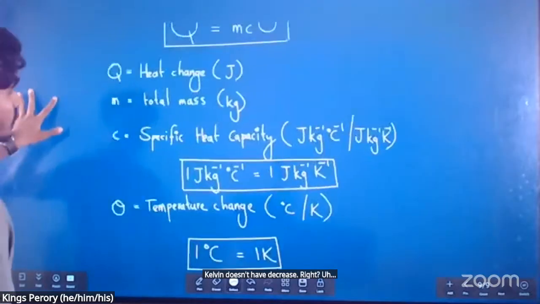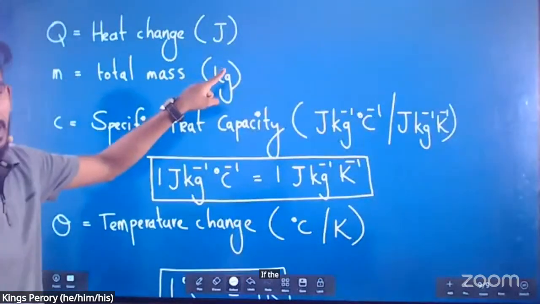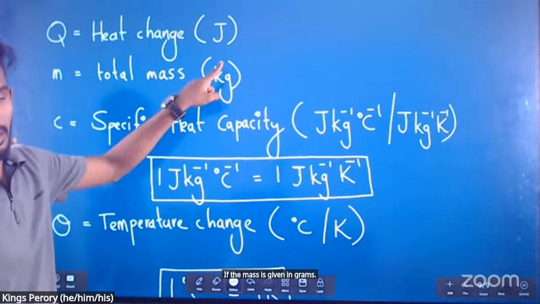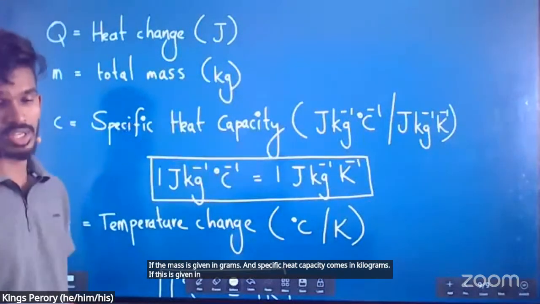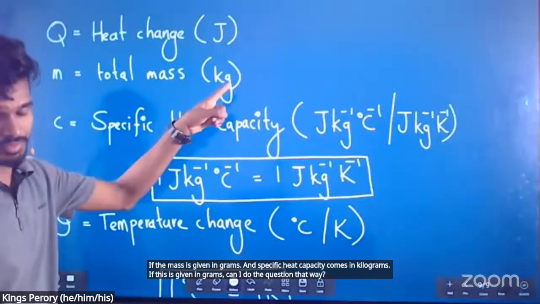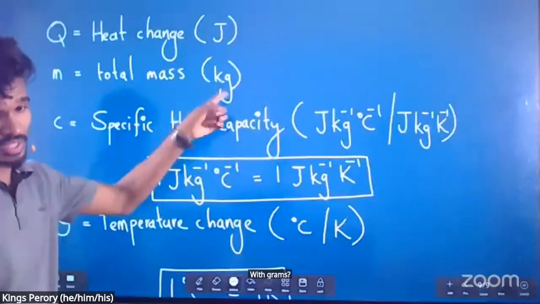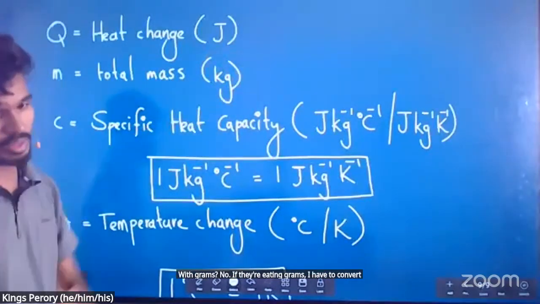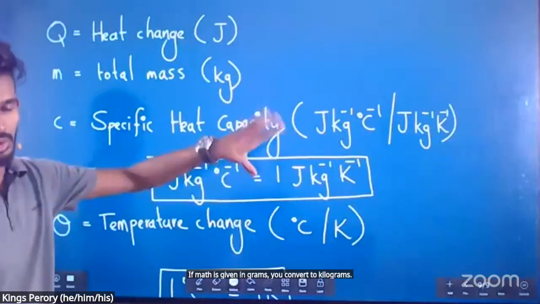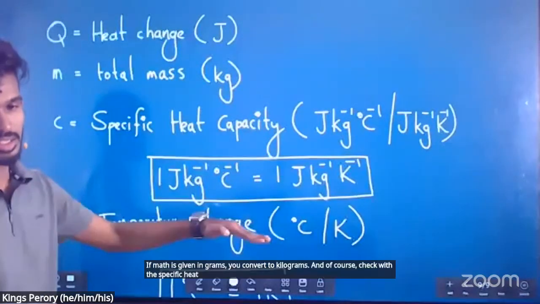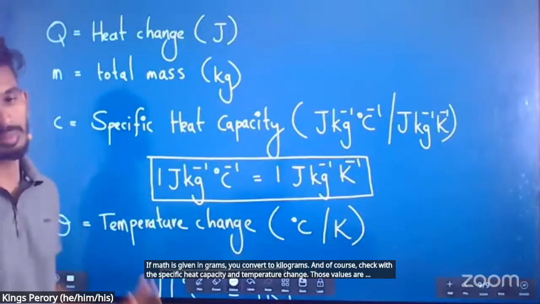Now just imagine if the mass is given in grams and specific heat capacity comes in kilogram. If this is given in grams, can I do the question that way? No. If they give it in grams, I have to convert to kilograms. If mass is given in grams, you convert to kilograms. And of course, check whether specific heat capacity and temperature change units are matching.